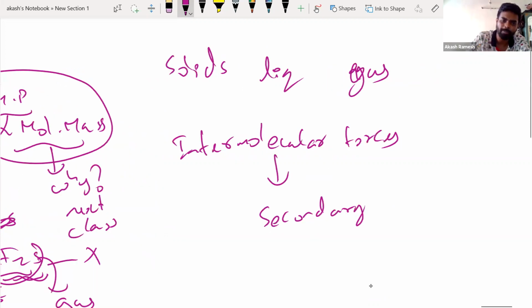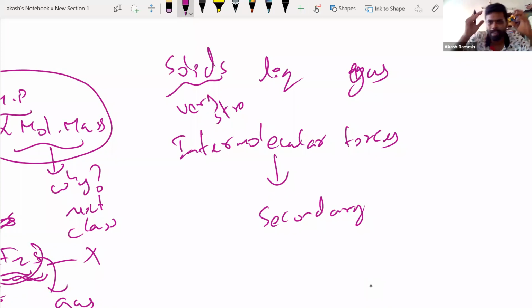Now obviously for a solid, the intermolecular forces are very strong, so strong that the molecules are very, very close by, and they form a very good, very strong structure. In a liquid it is intermediate, and for a gas it's the minimum value. Intermolecular forces are not so much, so the molecules are very far away from each other. That's why it's a gas.